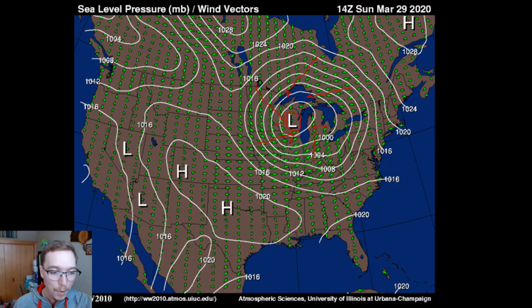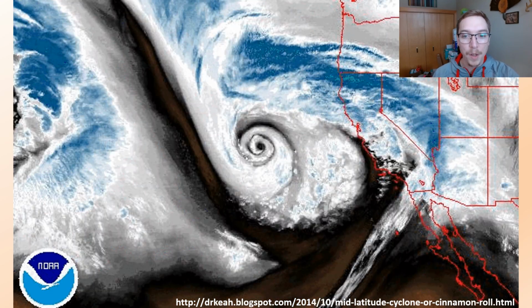Now, this is a cyclone, is what we would call it. There is another one. The high pressure system is an anticyclone. We'll talk about that here in just a second. But first, here is another perfect example.